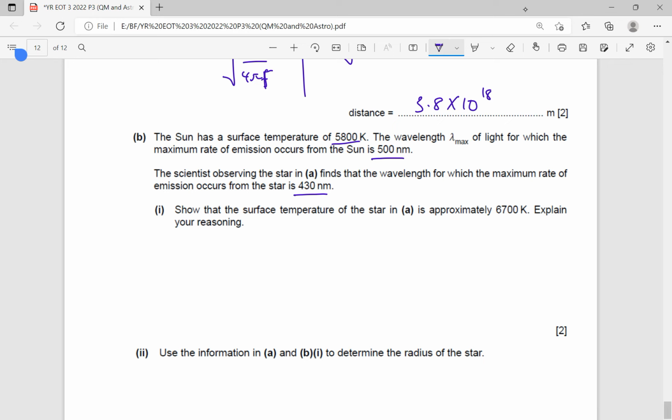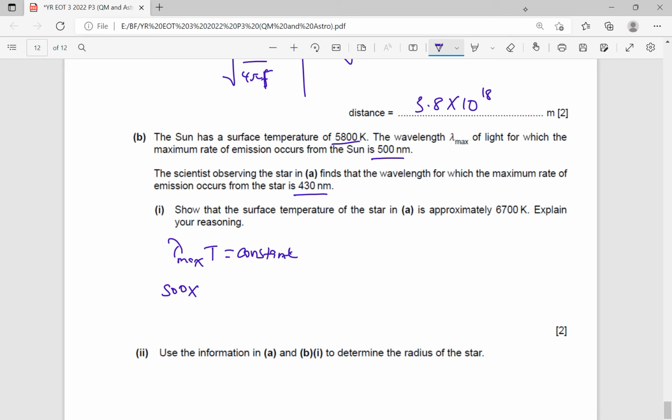6,700. So we know that from Wien's displacement law, lambda max times the temperature T, absolute temperature, must be equal to a constant. So it means we shall just use this expression here. So let's think of the sun. The wavelength is, I will not convert the units, 500 nanometers.